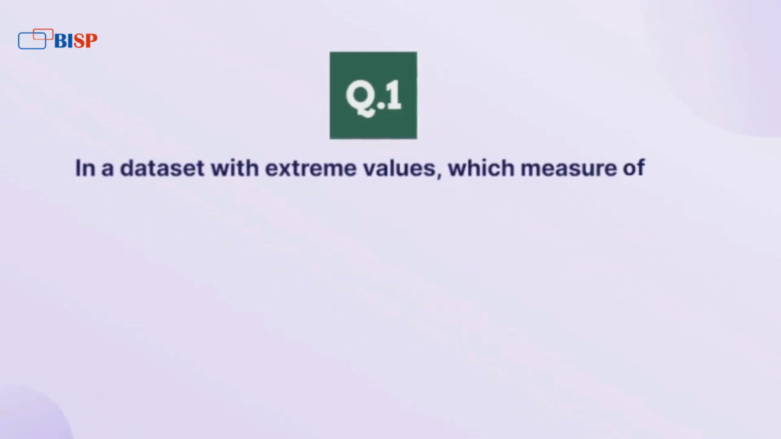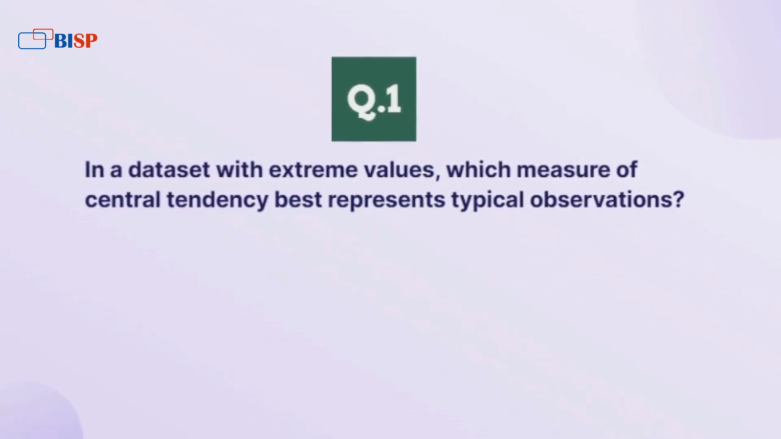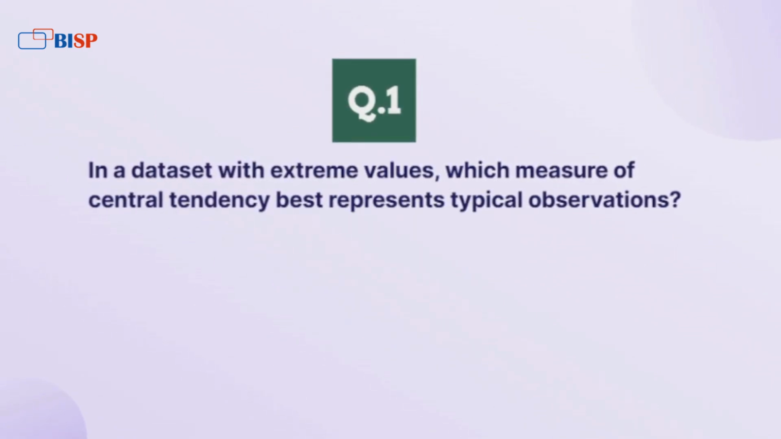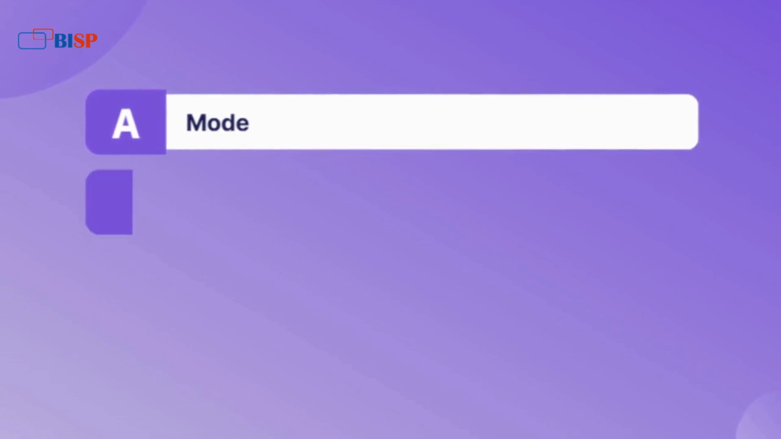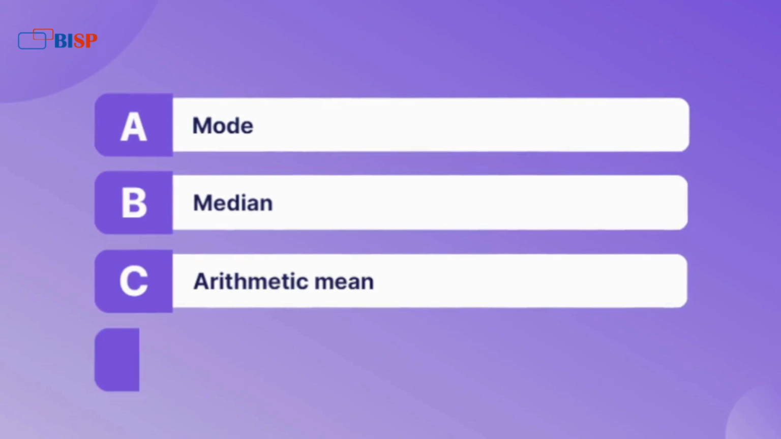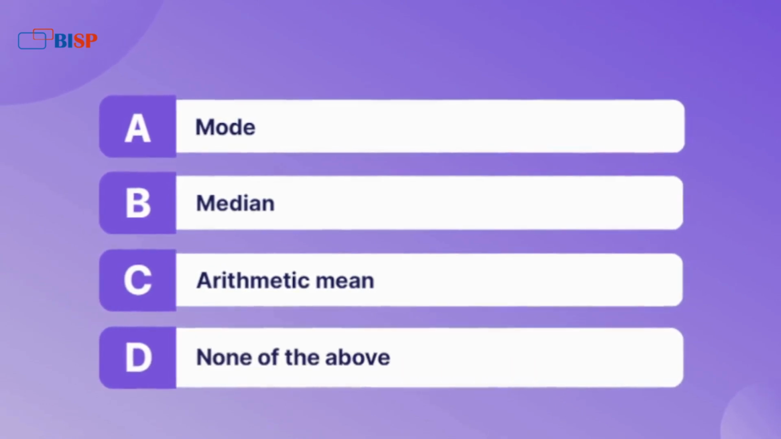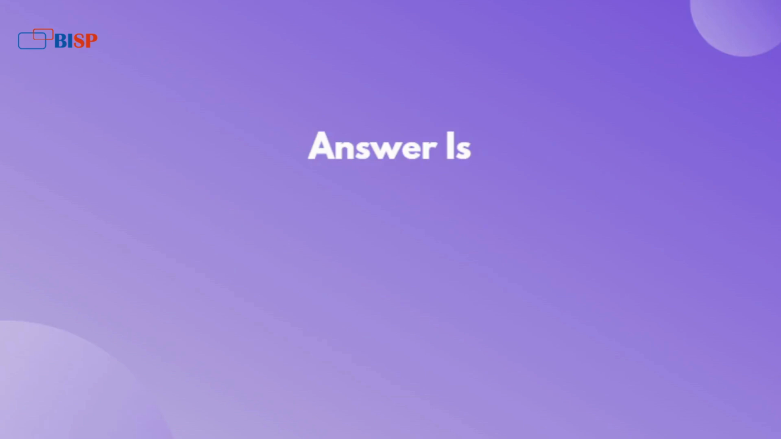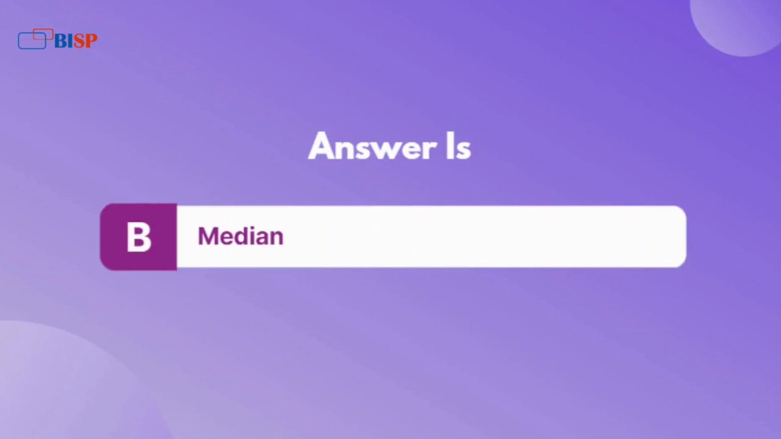In a dataset with extreme values, which measure of central tendency best represents typical observations? A. Mode. B. Median. C. Arithmetic mean. D. None of the above. Answer is B. Median.